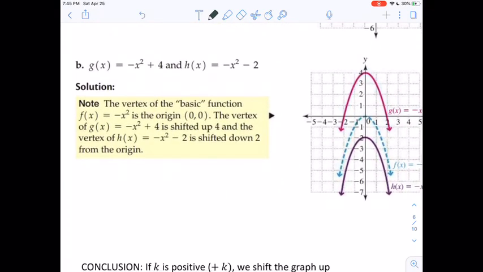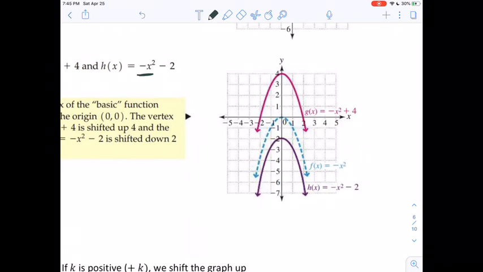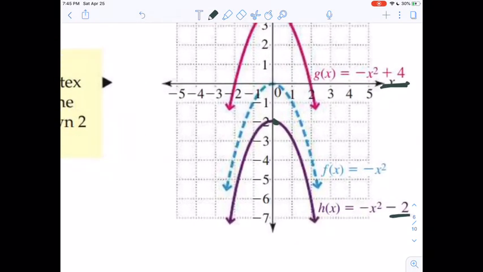Even in these graphs, I have negative x squared plus 4 and negative x squared minus 2. My base graph is negative x squared, in the dotted blue. Now when I add 4 to that same graph, I'm shifting my vertex up 4 spots. When I subtract 2, I'm shifting that same exact graph 2 spots down. Notice the width is exactly the same. All of the points are still the same distance from each other.